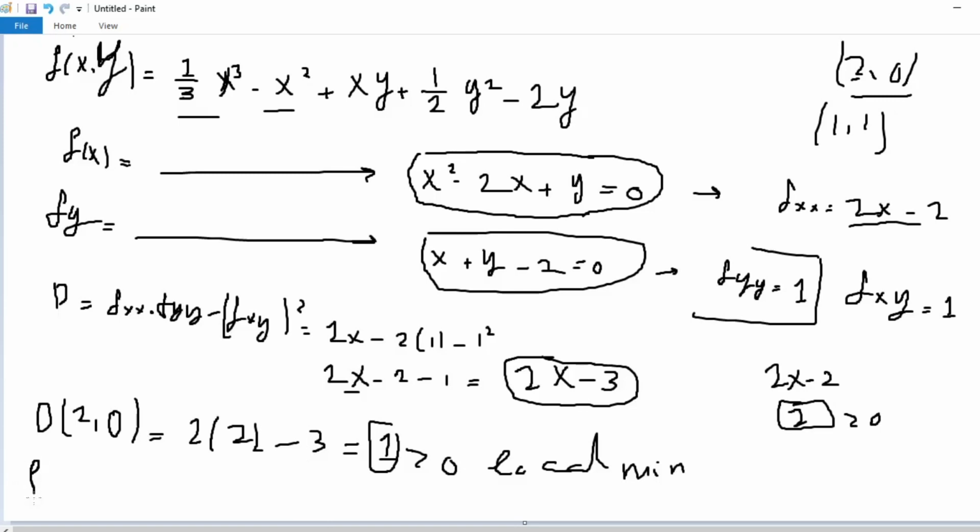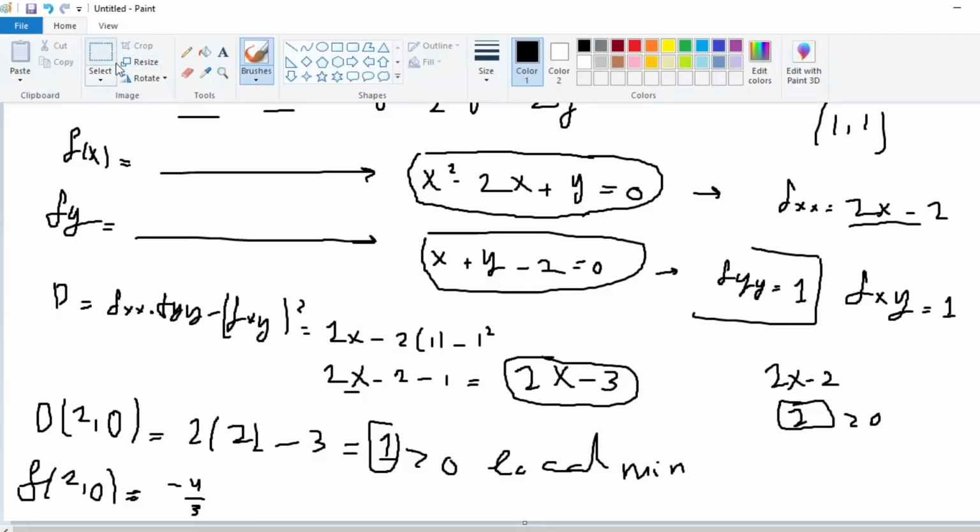Last step, you can find from the original equation the value at the critical point, so you can know what the local minimum number is. If you substitute the 2 and the 0 in this equation, you find that the answer is going to be negative 4 divided by 3. So this is the value at the critical point in the original equation.